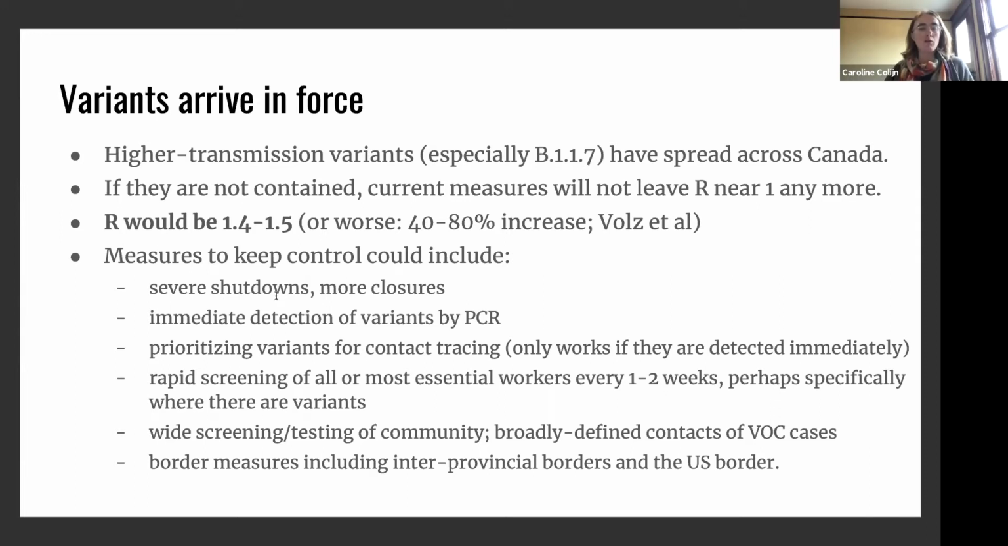We are moving towards early detection of variants using PCR and using whole genome sequencing. We might be prioritizing variants for contact tracing, but that only works if we detect them right away. Contact tracing is just once somebody's symptomatic, you've missed so much of their infectious period and their contact's infectious periods that it's limited. And of course, you can't double your contact tracing capacity every week, but you can double your B117 numbers every week, so that's an issue.